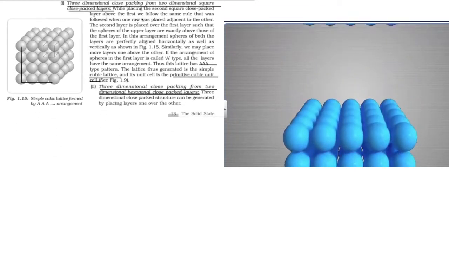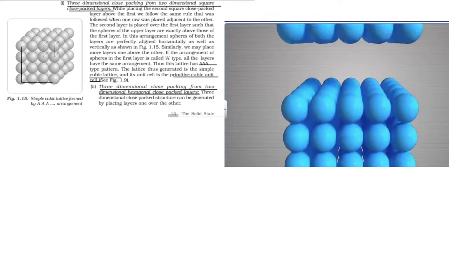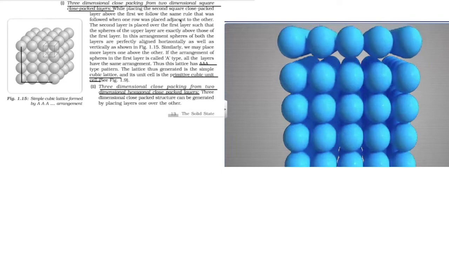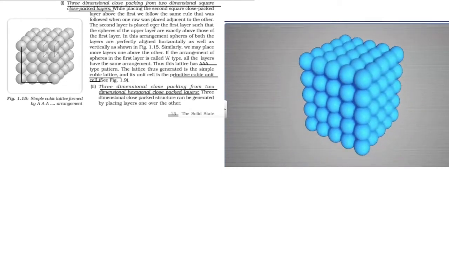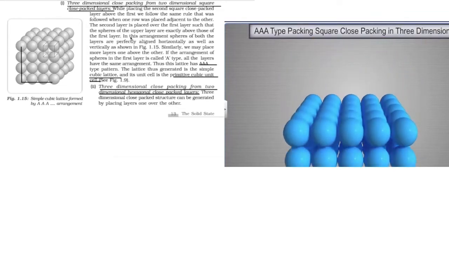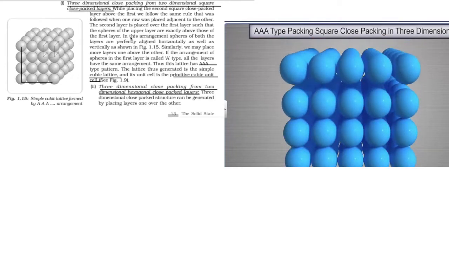Now, while placing the second square close packed layer above the first, we follow the same rule. The second layer is placed above the first layer such that the spheres of the upper layer are exactly above those of the first layer. In this arrangement, spheres of both the layers are perfectly aligned horizontally as well as vertically. You can see this in this diagram that spheres are perfectly aligned. We may place more layers one above the other.